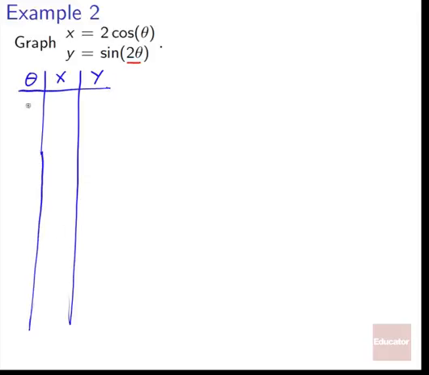So first theta is 0. We plug that into our x, 2 times cosine of 0. Cosine of 0 is 1, so we just get 2. Plug 0 into sine of 2 theta. Sine of 0 is just 0. So that's our first point.